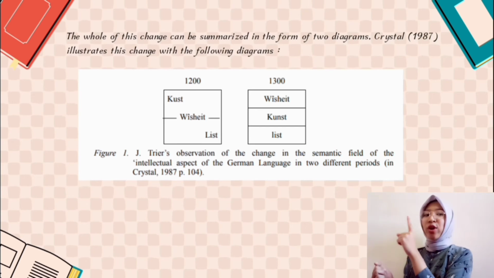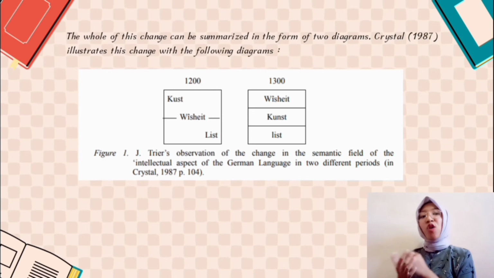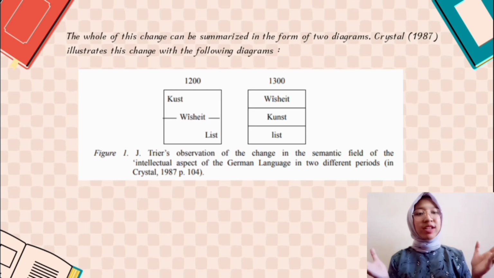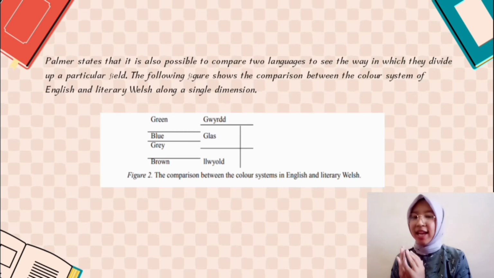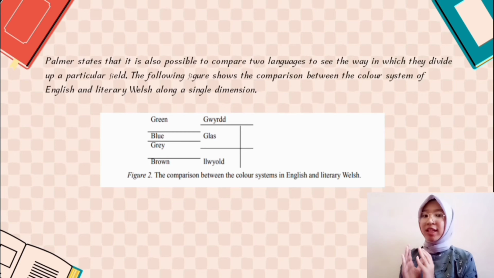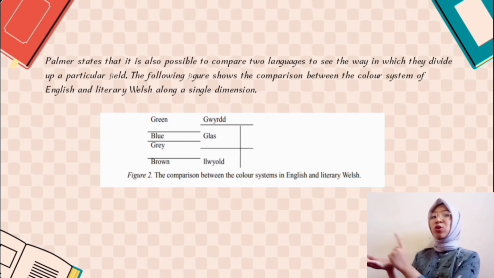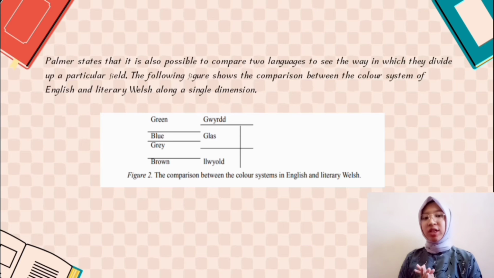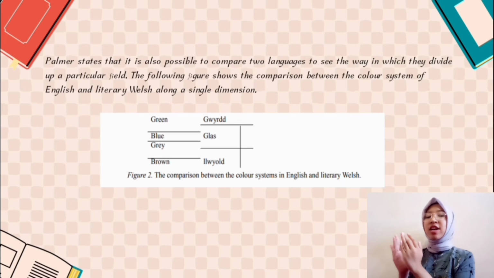In the figure, we can see Trier's observation of the change in the semantic field of the intellectual aspect of the German language in two different periods. In the next slide, Palmer states that it is also possible to compare two languages to see the way in which they divide up a particular field. The following figure shows the comparison between two color systems of English and Welsh along a single dimension. He provides the comparison between the color system in English and Welsh.